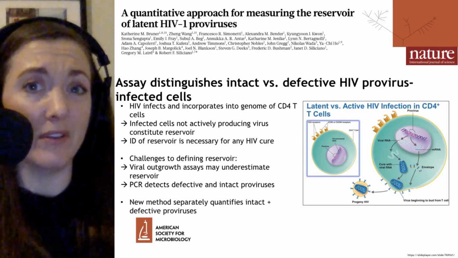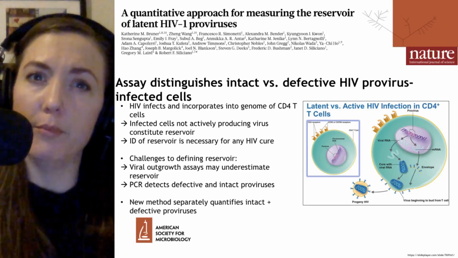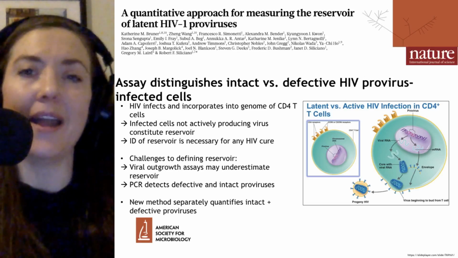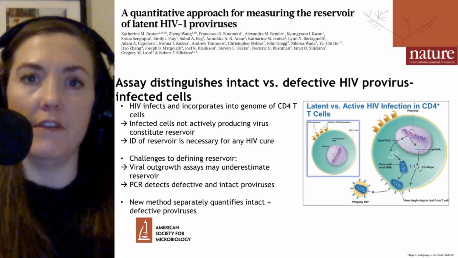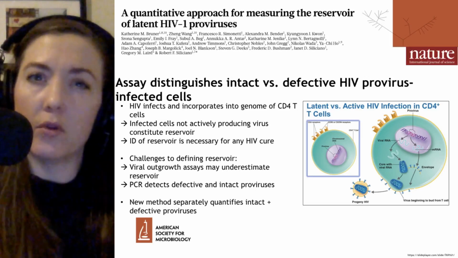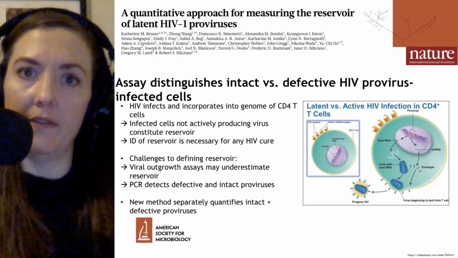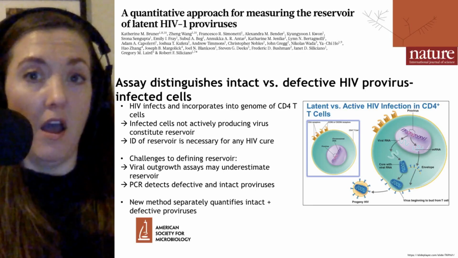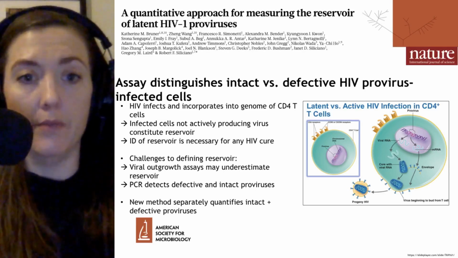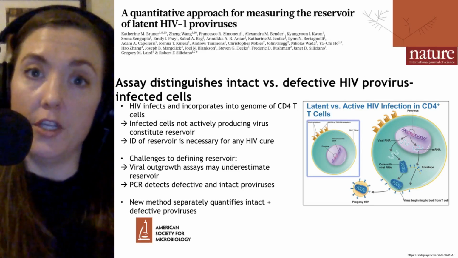Now, finding that reservoir is really hard because, first, many of those proviruses that incorporate are actually not very good. They're defective. They are not able to make new HIV viruses. And if we're using molecular means, such as PCR, we're not going to be able to determine if there is a single nucleotide difference that might inactivate the transcriptional activator, for example. And in that case, molecular means would not be able to differentiate.